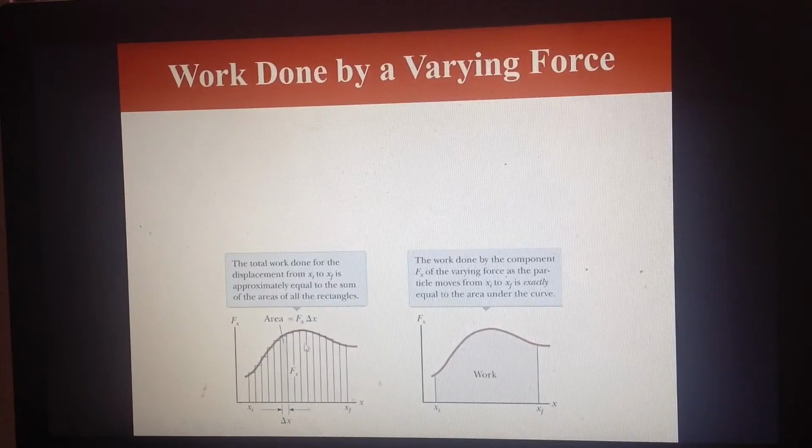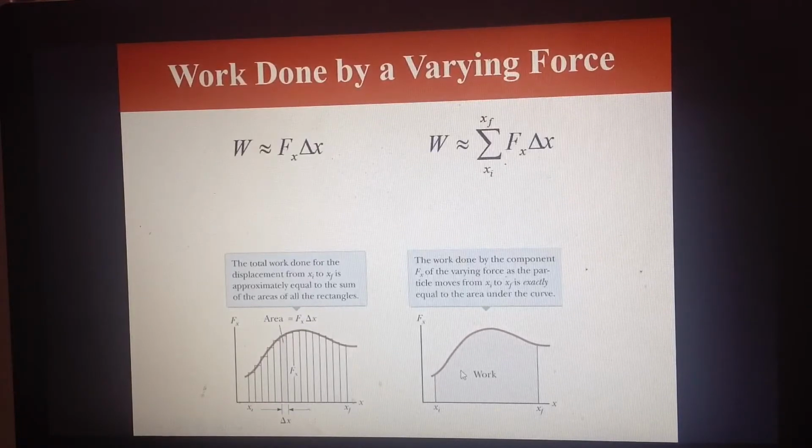Because the force is changing, I cannot just calculate the work by taking the product of the force times the distance. In this case, we need to use calculus. If this is my force and this is my displacement, and this is the graph of the force, then I can calculate the work by calculating the area under this graph right here.